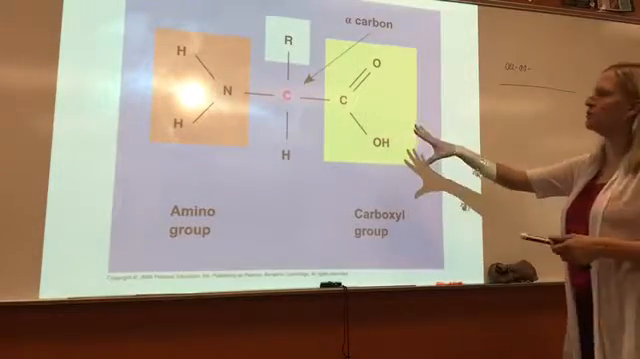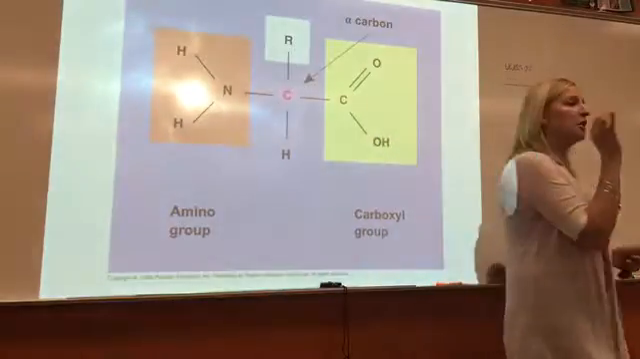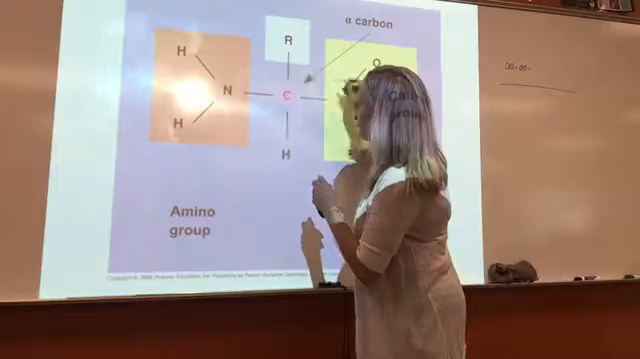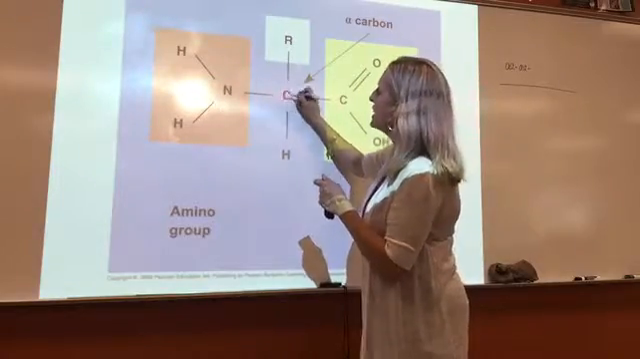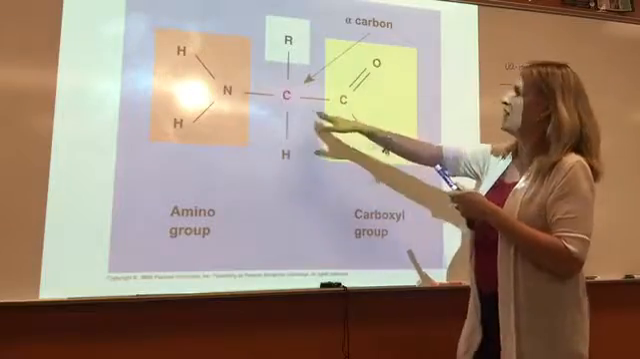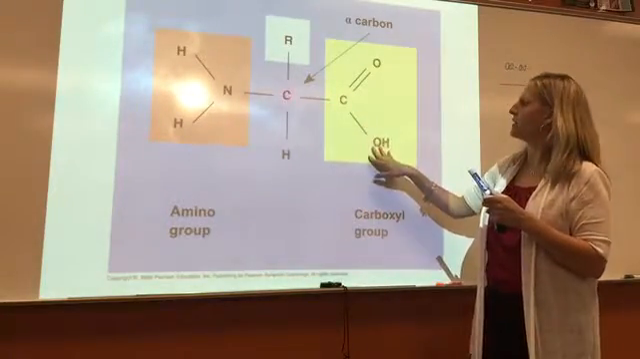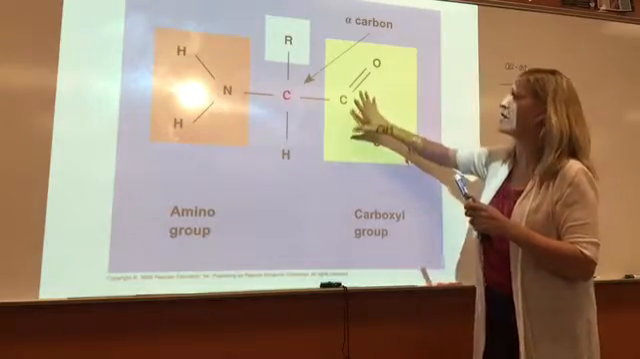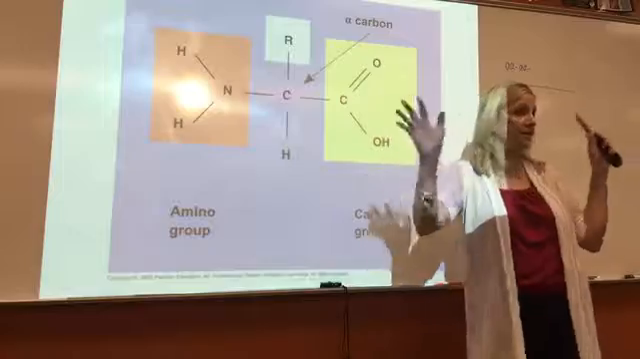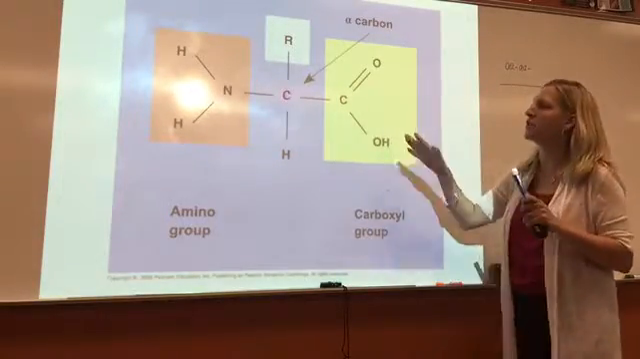So this is an amino acid. Here's your carboxyl group and your amino group. When you're looking at an amino acid, the carboxyl and the amino group are always across from each other. You always have the central carbon atom, here they call it the alpha carbon, with the amino group and the carboxyl group attached. If the carboxyl group was up here and not across from it, that would not be the construction of an amino acid. So it has to be across from each other.